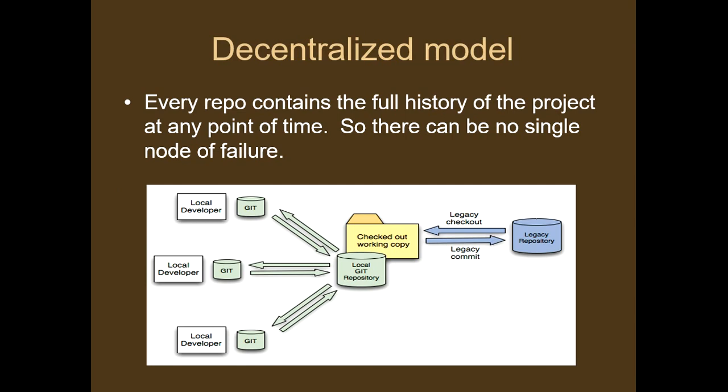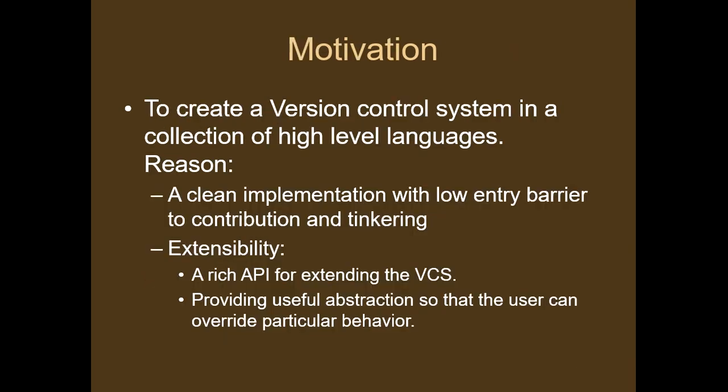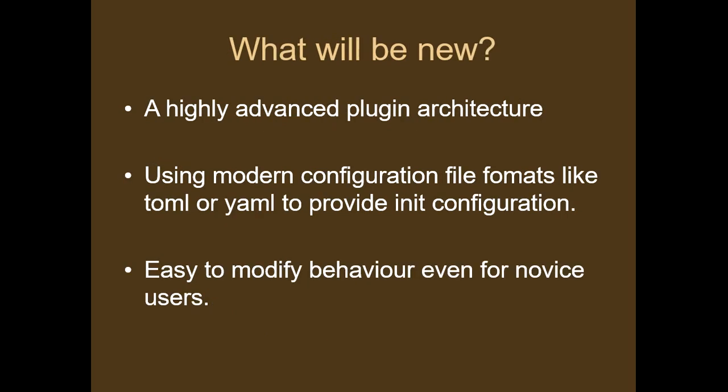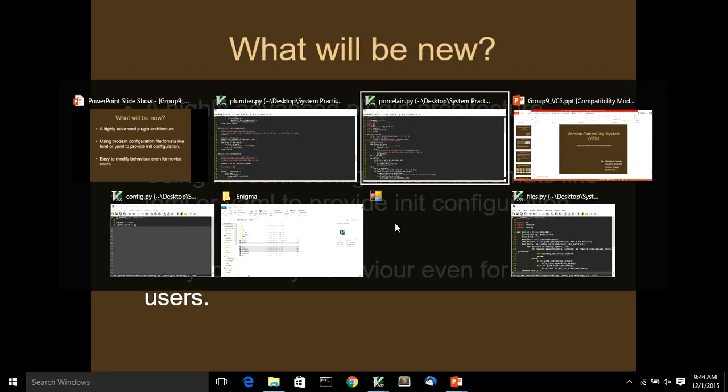As we all know, this model is completely decentralized. So if you clone my project, mine and yours are no different. You have the same history, I have the same history. Whether yours is main or mine is main does not matter. Both of us use the same copies. Motivation: to create a version control system in a high-level language. What will be new? You can override any of our functions at runtime.